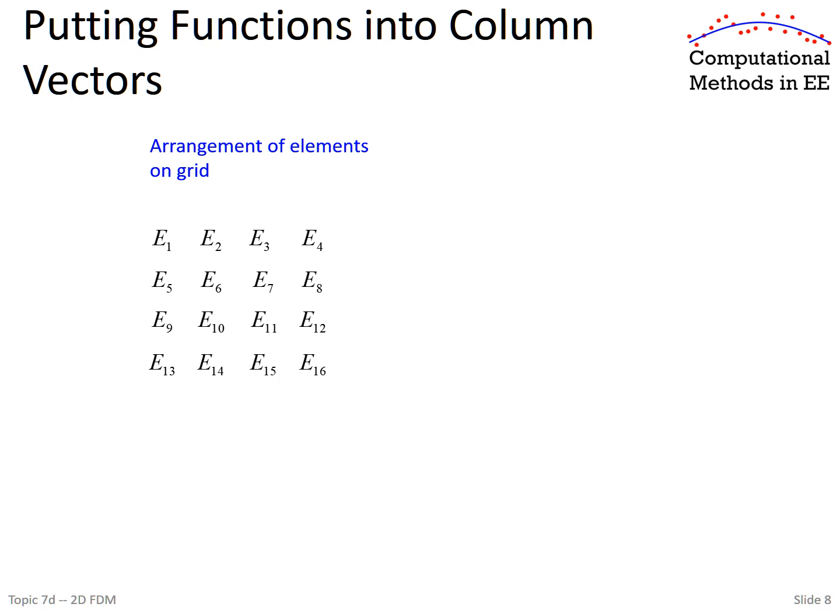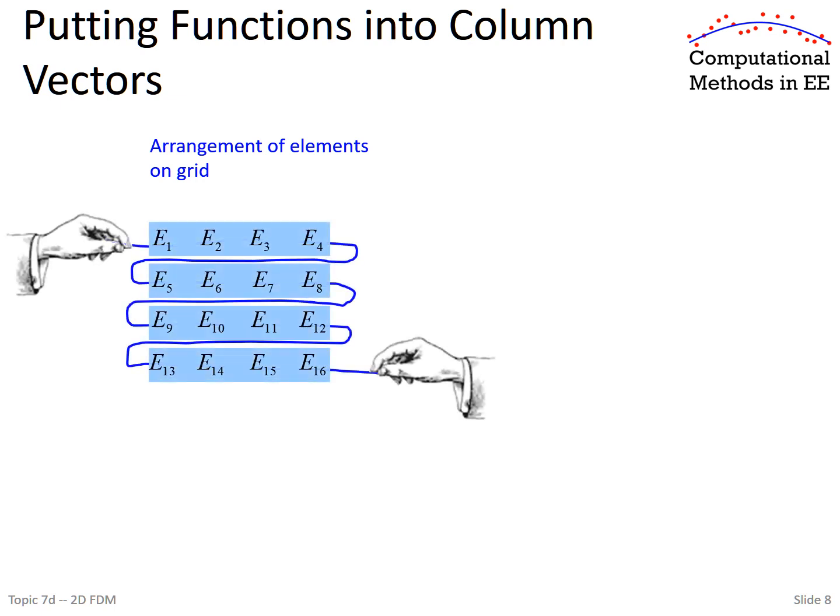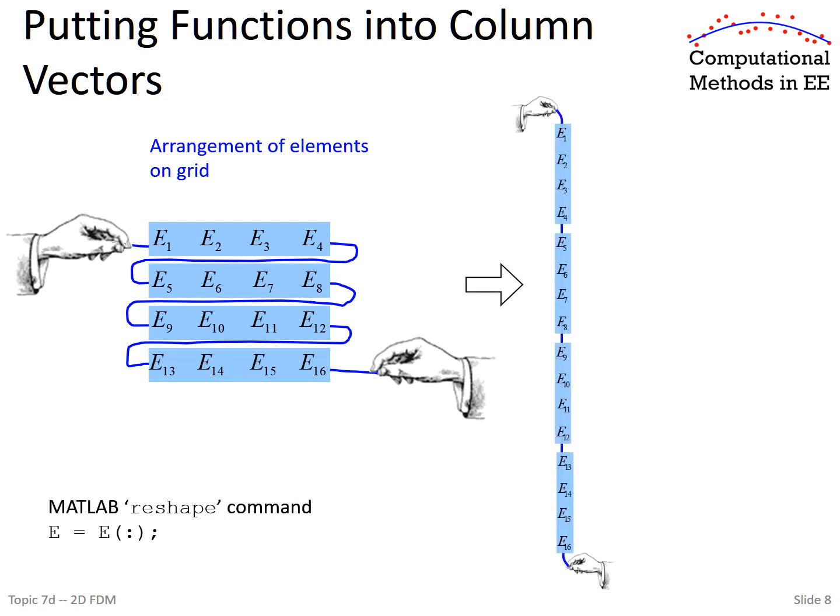So imagine we have unknowns stored in a 2-dimensional array. Now imagine we run a string through them and then pull that string straight. We would end up with a 1-dimensional array of all the elements in the 2D array. And by the way, in MATLAB, that's real easy to reshape any dimensional array to a column vector. We just say E(:), and that reshapes an array E always to a 1-dimensional column vector.